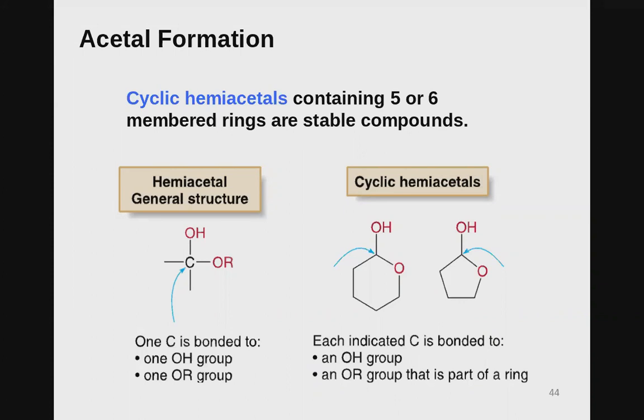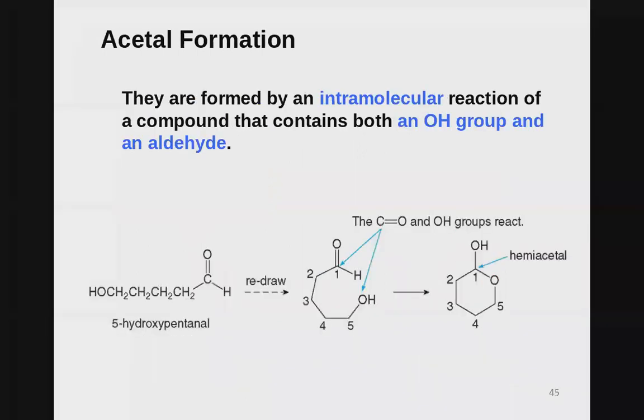So in this case, we can have cyclic hemiacetals. How does that work? Well, again, we have the OR, which would be OR here, and we have the OH, which is just the OH here. So cyclic acetals are formed by intramolecular reactions of a compound that contains a hydroxyl group and an aldehyde as well. So we can look at this. We have 5-hydroxypentanal. We have our aldehyde here, and we have our hydroxyl group at the end. So 5-hydroxypentanal.